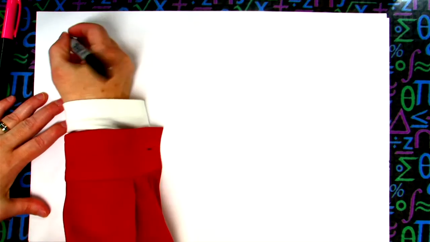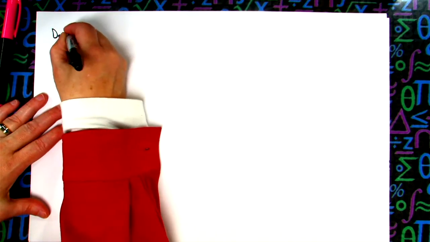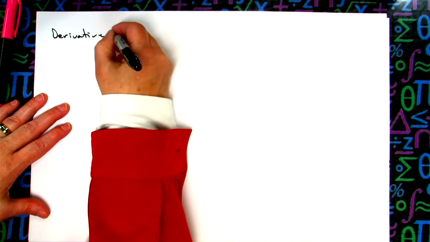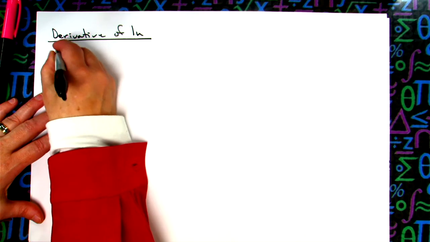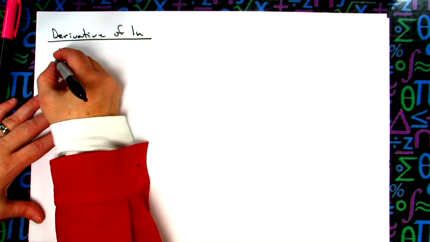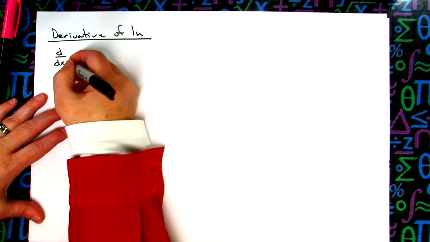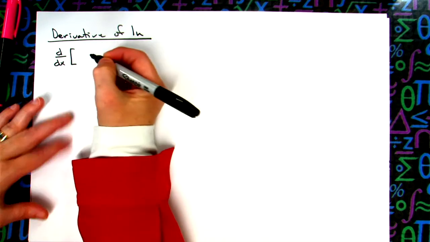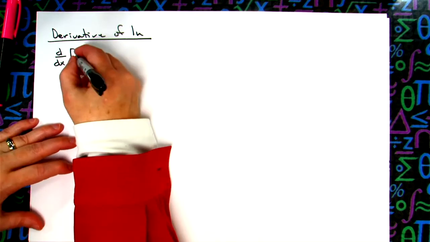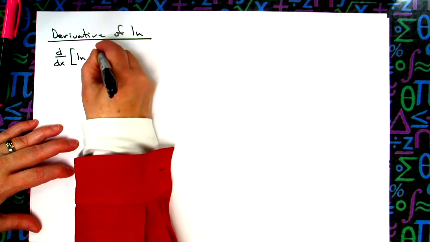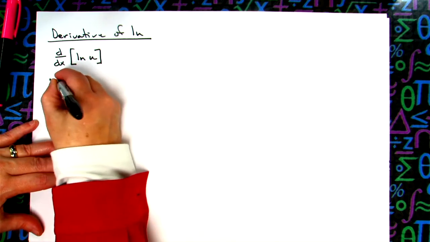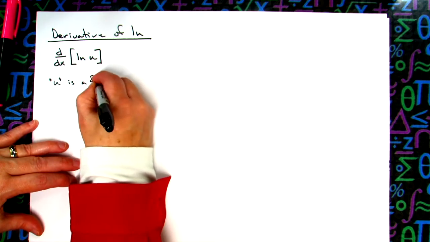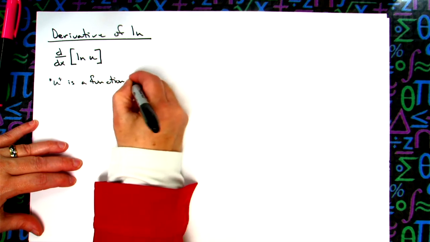All right, so real quickly, let's do the derivative. Okay, so our derivative of our natural log function. So I'm going to do it in terms of u, where u is a function of x. Okay, so we're taking the derivative with respect to x. I'm going to go ahead and put square brackets around it just because the formula in your book does it that way. Natural log of u, okay, where u is a function of x. It's been a long time since we've done this, so I'll go ahead and write that down.